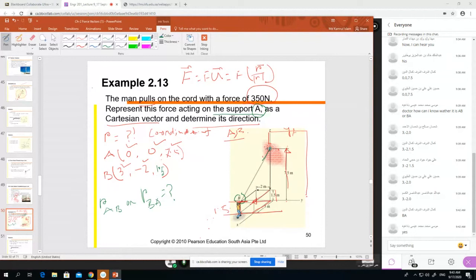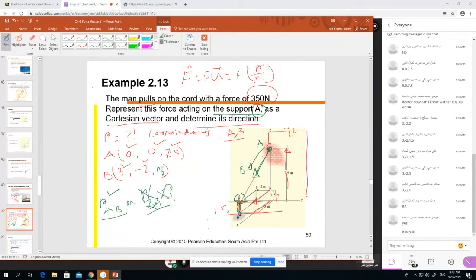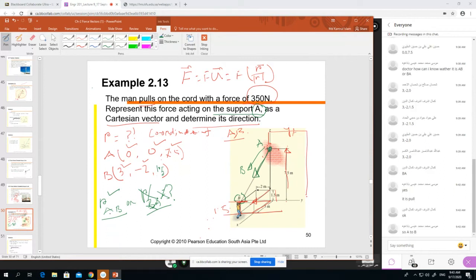So if it is A, that means in this direction. See the picture and my green light there. So that means A to B. They are asking this question, A to B, not B to A. So read the question, and from the question you will be clear, right? It's a pull. Yes, correct. That's why we have to calculate R A to B. Now calculate R A to B.